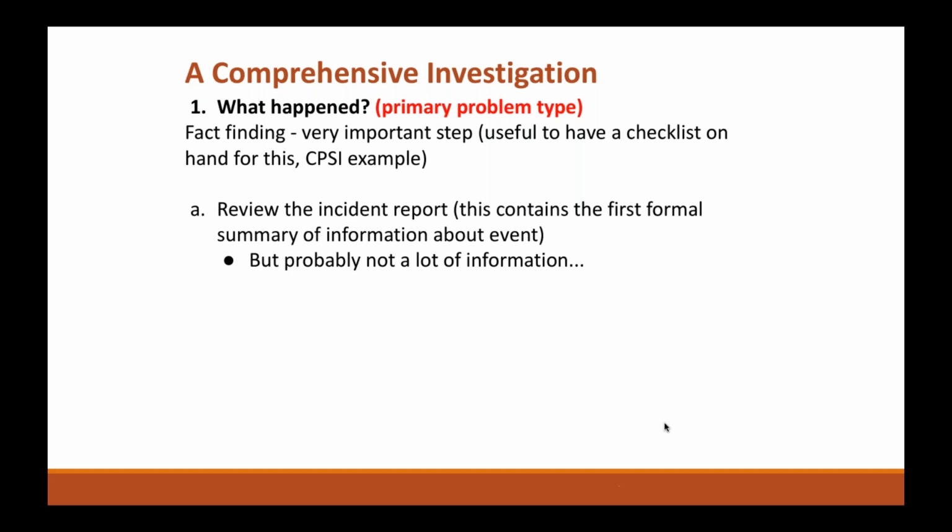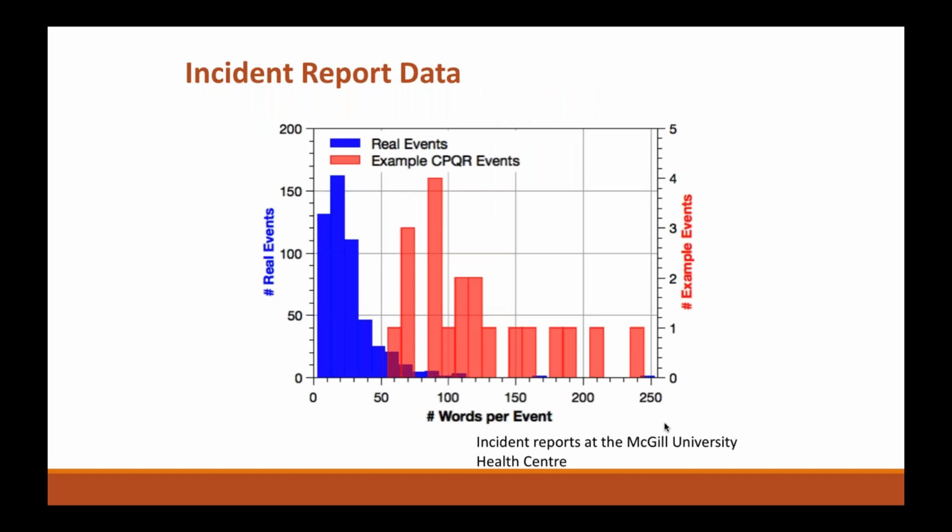So first off, we would review the incident report, as this contains the first formal summary of information about the event. But as we saw already, the incident report probably does not contain a lot of information. And just to highlight that, I'm showing here incidents that are reported at the McGill University Health Centre, which I imagine are somewhat representative of what happens in most centres. You can see these real incidents are shown in blue, and if you look at the number of words in the incidents, the vast majority of incidents have less than 50 words contained within them.